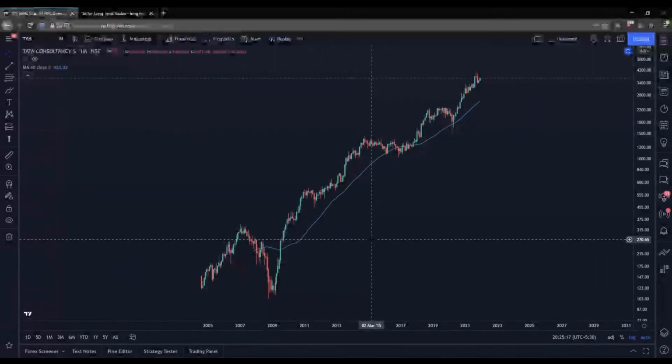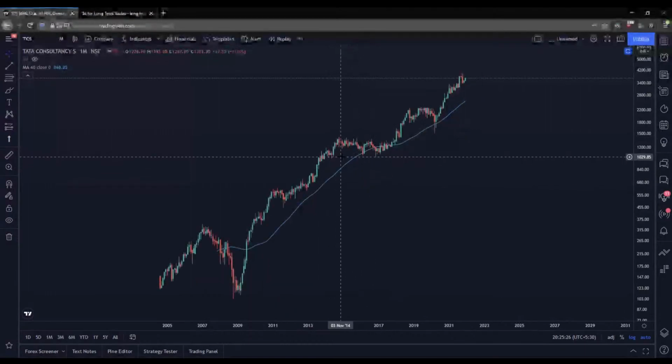Again, in monthly, in spite of this, we know that it's still an uptrend. It has not crossed this part over here. It's a really good support.